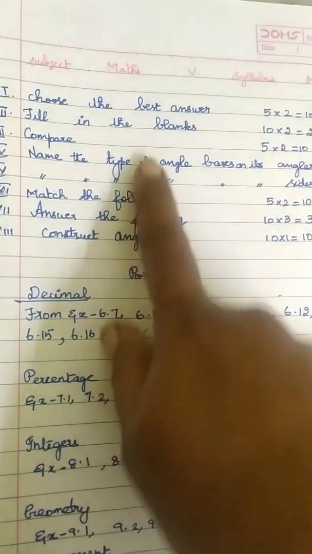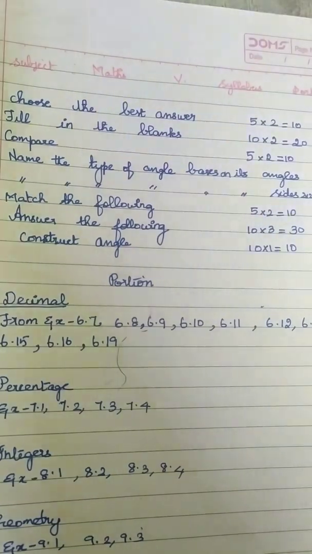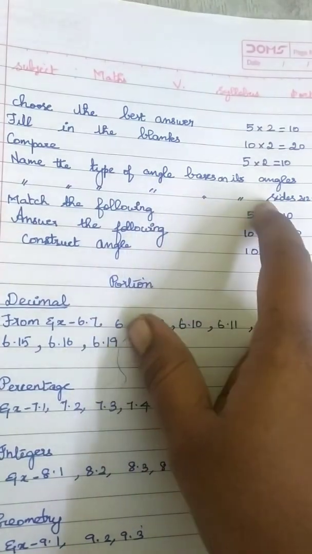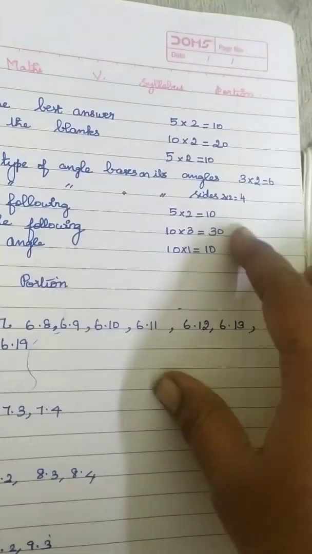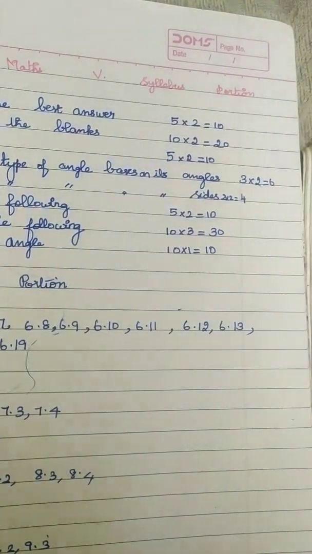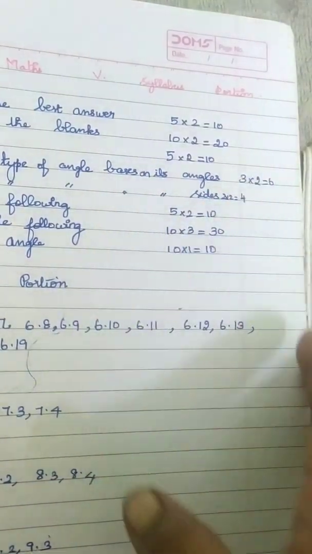Then your pattern. Choose, 10 mark, fill in the blanks, 20 mark, compare. I have shown you comparison, right? Which positive integer, negative integer is bigger. That comparison. Type of angle based on its angles. Name the type of the triangle based on its sides. 10 mark. Angles means all angles less than 90, acute angle, 90 right angle, like that. Sides means 3 sides equal, equilateral triangle, like that, same model.